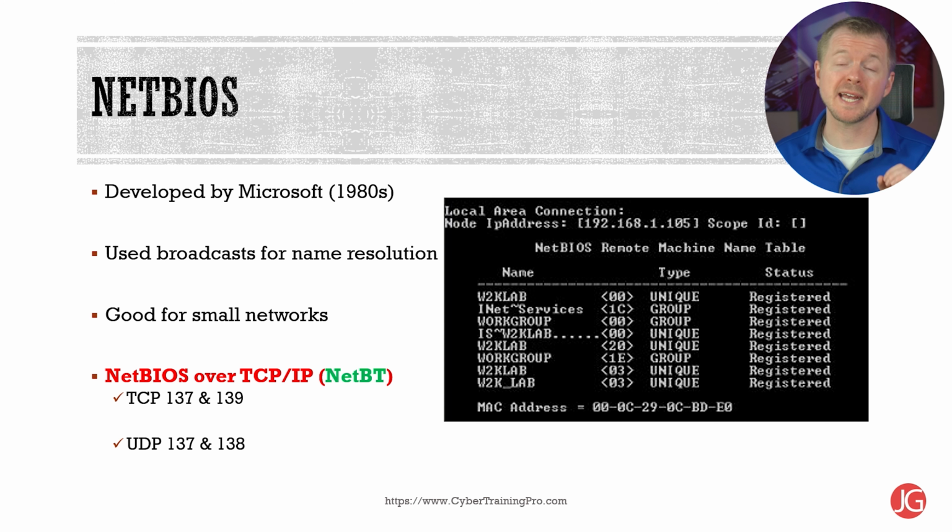Unfortunately, NetBIOS only handles host names instead of dealing with DNS, so it ran into some issues with the SMB protocol for file sharing, which runs independently of NetBIOS on TCP port 445. NetBIOS over TCP/IP uses TCP ports 137 and 139 and UDP ports 137 and 138.